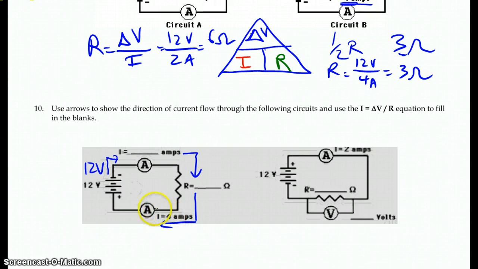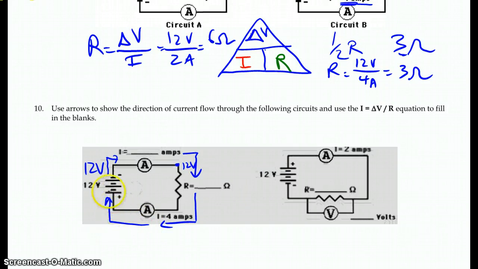Now we have 4 amps of current at this point. Now as I went from here, wires really don't change the potential, so there's no potential difference between those 2 points, so I still have 12 volts. When I go through the resistor, I'm going to lose a certain amount of that. We'll figure out how much in a second. And that goes in here.